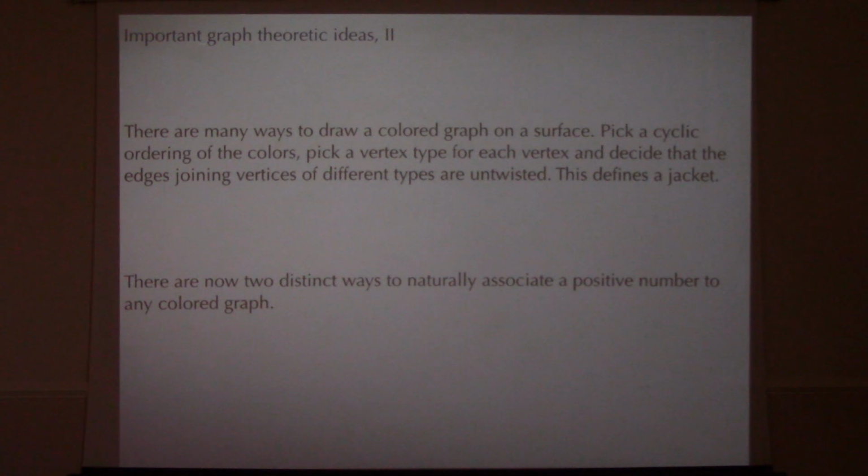And then you decide that the lines that join the vertices are untwisted if they respect the bipartite structure that you have put forward, or twisted if they do not. This gives a unique rule to associate to any colored graph a graph drawn on a surface, a jacket.